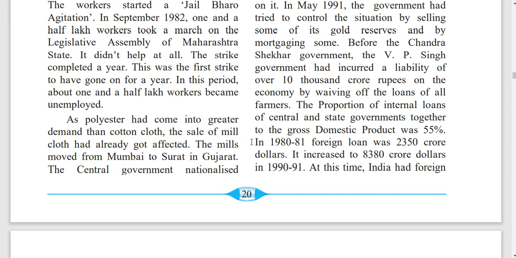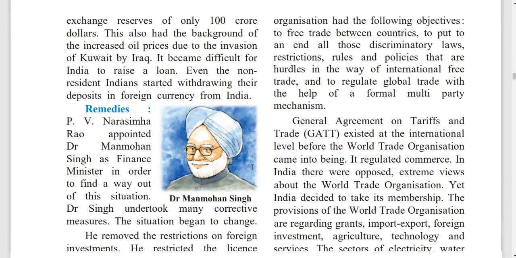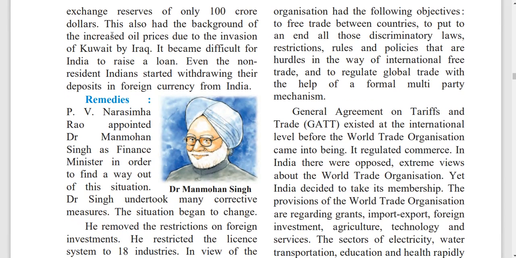In 1980 to 81, foreign loan was 2,350 crore dollars. It increased to 8,380 crore dollars in 1990-91. At this time, India had foreign exchange reserves of only 100 crore dollars. This also had the background of the increased oil prices due to the invasion of Kuwait by Iraq. It became difficult for India to raise a loan. Even the non-resident Indians started withdrawing their deposits in foreign currency from India.